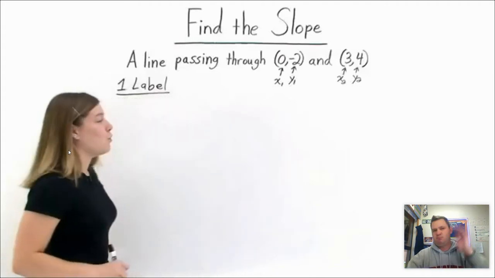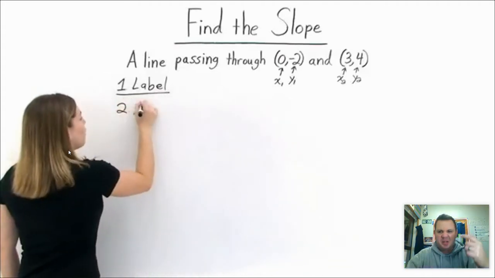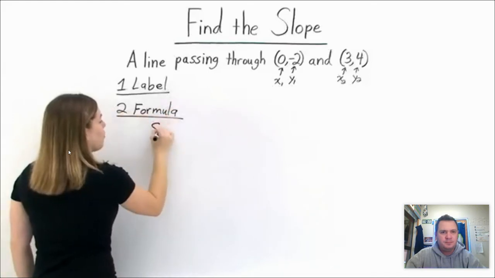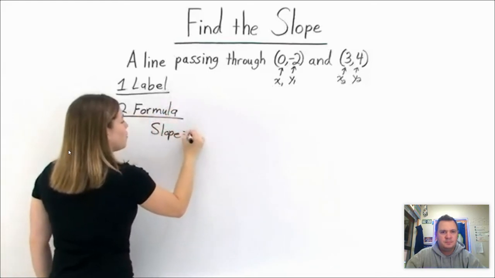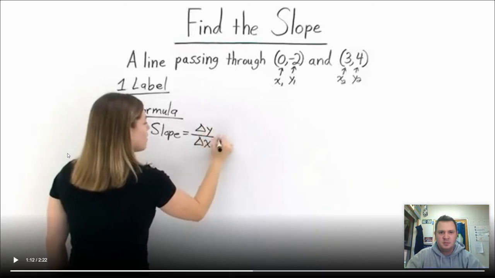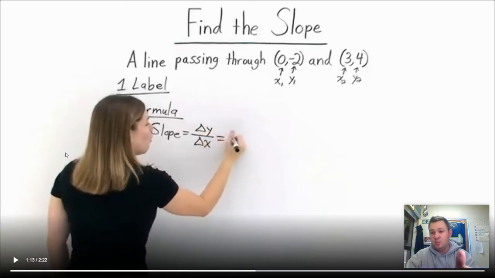Now that we've labeled our coordinates, let's recall one of the formulas for the slope of a line. The slope of a line is equal to the change in y over the change in x. Remember, y on the graph is up and down, which we also call rise. So she's got rise on top. X is left and right. That's your run. So she's really just saying rise over run.